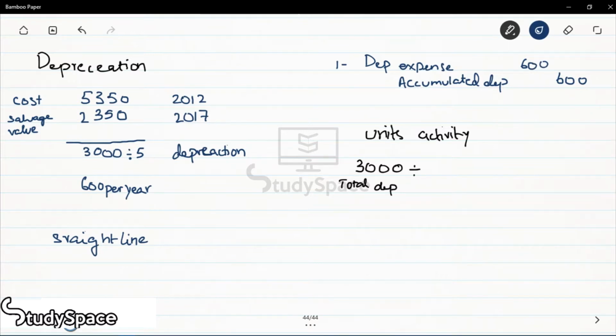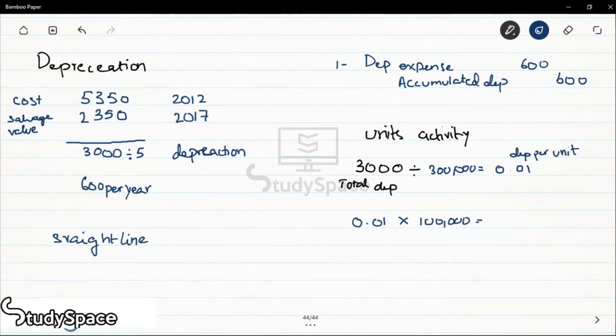So say this truck can deliver 300,000 units. So if we go by that principle and use 300,000 units, that would give us the answer as 0.01. So 0.01 would be the depreciation per unit, and we would then multiply it by the number of units that had been used in a year. So say 0.01 multiplied by the number of units transported in that year, which was 100,000, would give us the depreciation of that year as 1,000.